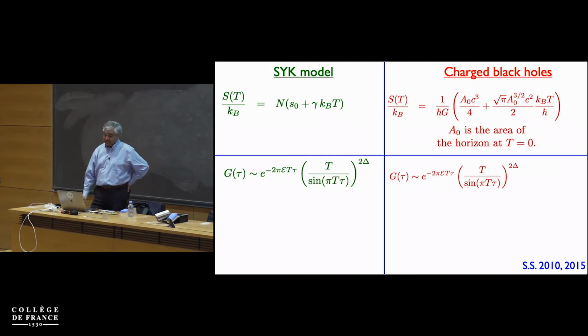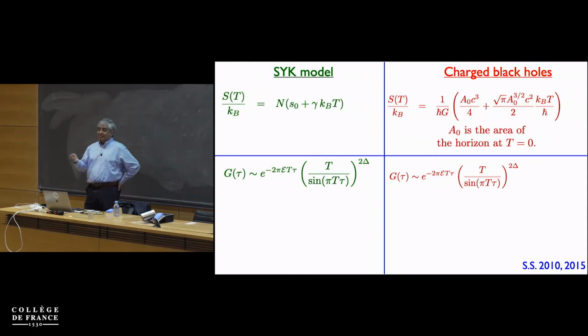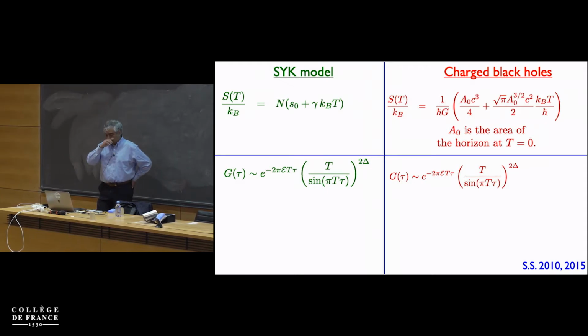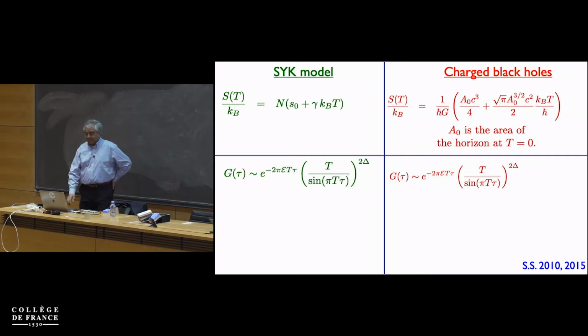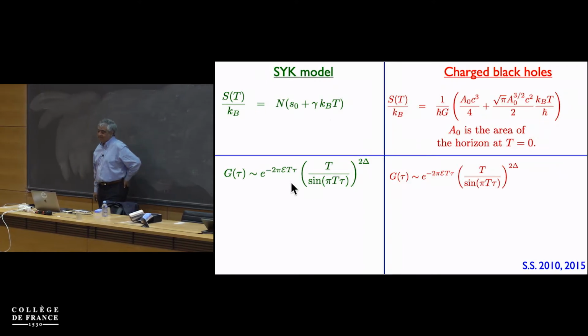So one of the things that Antoine also showed you last week, you can compute the Green's function of a fermion in the SYK model. And he showed it had this general conformal form, 1 over sine pi t tau, with some scaling dimension delta, which happens to be 1/4, and an exponential factor that determines the particle hole asymmetry.